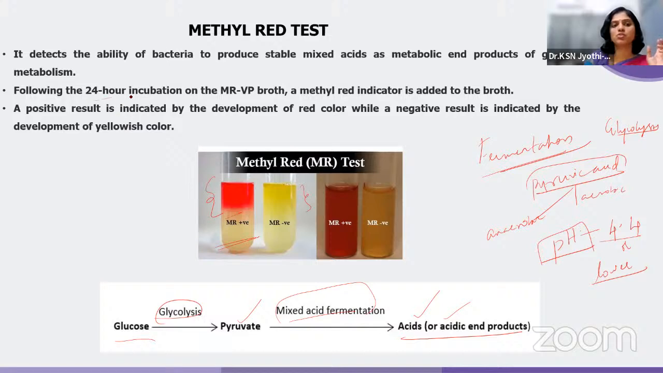So for 24 hours, you have to incubate it in a specific broth called MRVP broth, and you add a methyl red indicator to it. So the positive result is development of red color. Negative result is development of yellowish color.